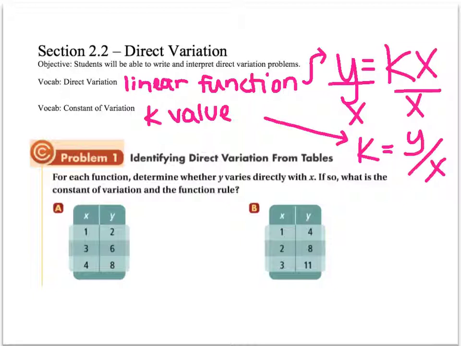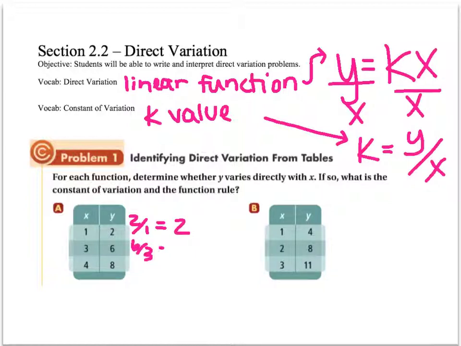We're searching to see, is k a constant? So is k the same for every set of numbers? Now remember, we just said k equals y over x. So in order to find k, all you have to do is divide your y value by your x value. So 2 divided by 1, your constant would be 2.